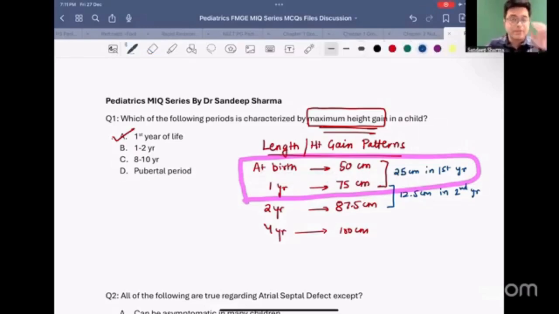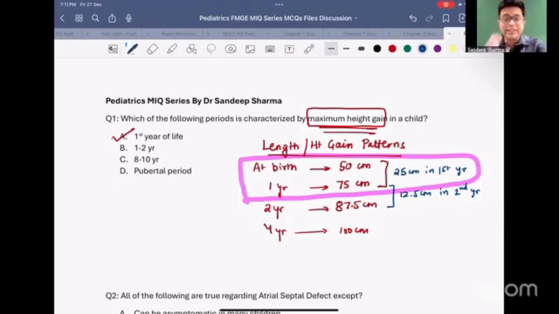Now there might be a confusion. Sir, what about puberty? Yes, in puberty, there is an upstroke. We call it the pubertal growth spurt. But the pubertal growth spurt is not as much as a child gains in the first year of life. And so the answer to this question is A, that is, first year of life.